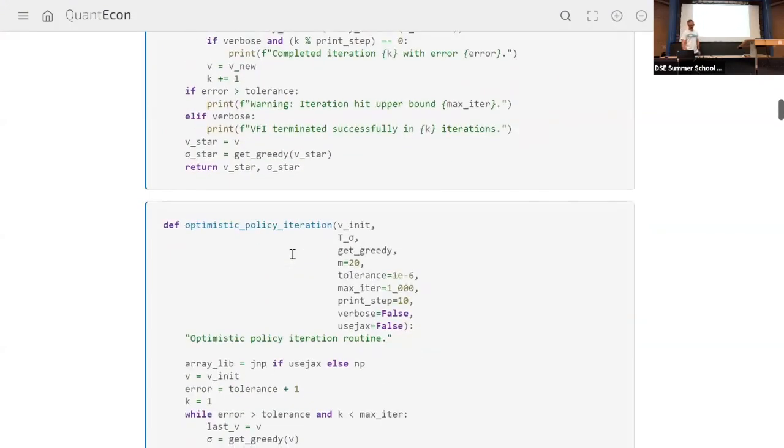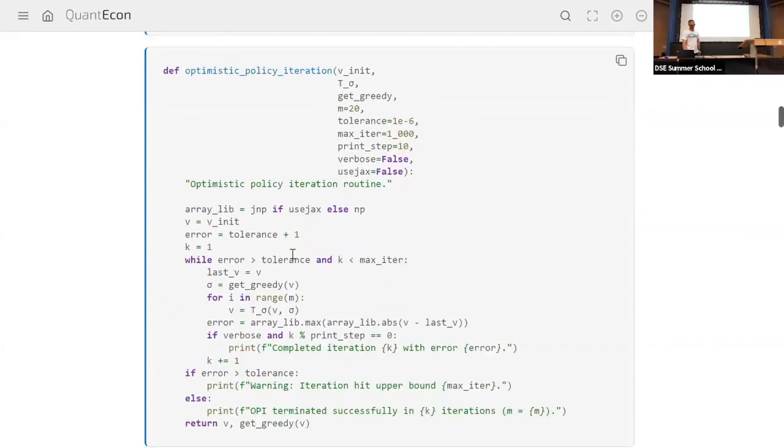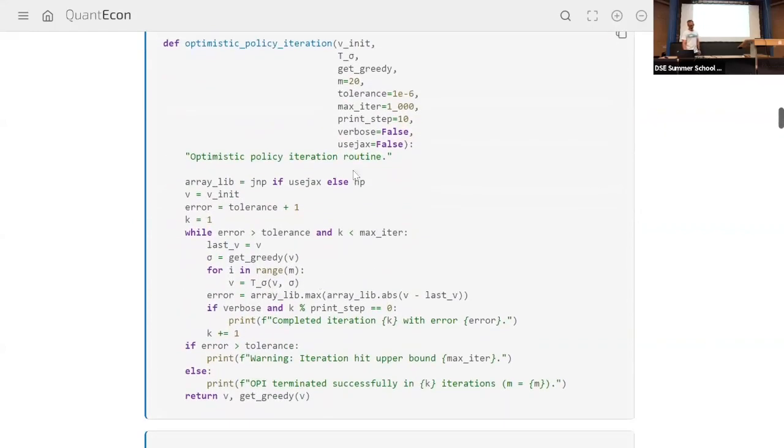The next one is optimistic policy iteration. I'm going to pass in a policy operator, and I'm going to pass in a get greedy function. And then you can see the heart of the algorithm is just here. I'm doing exactly what we described. So take a V, get the greedy policy, iterate M times with the associated policy operator, get the greedy policy.